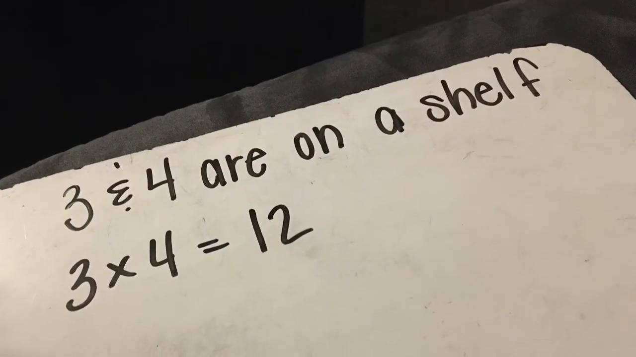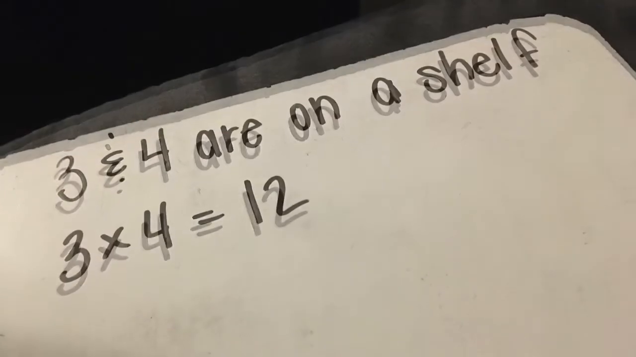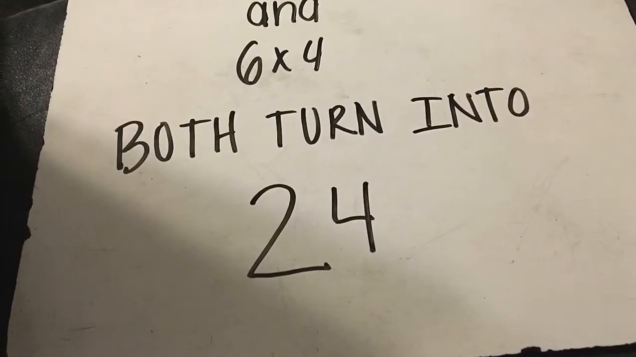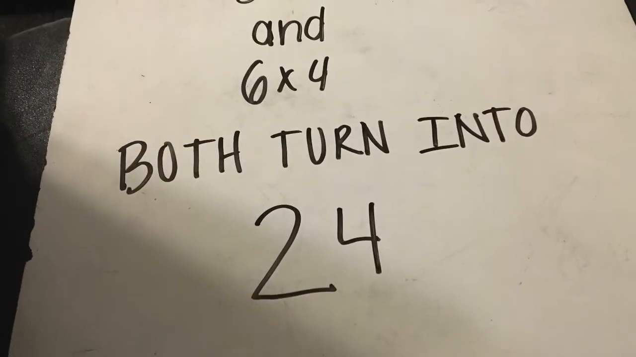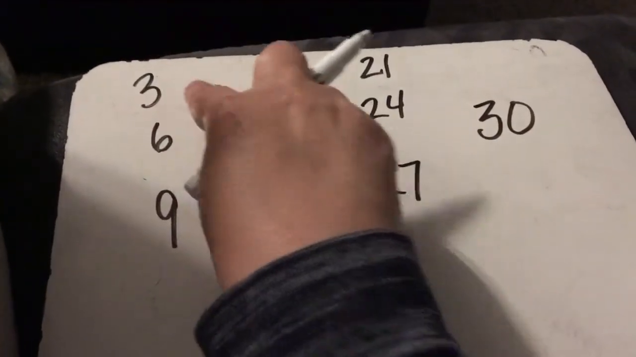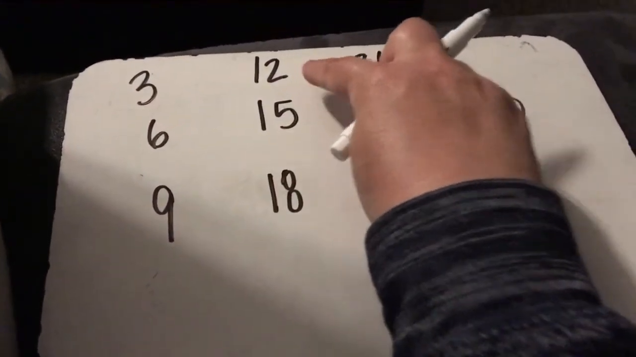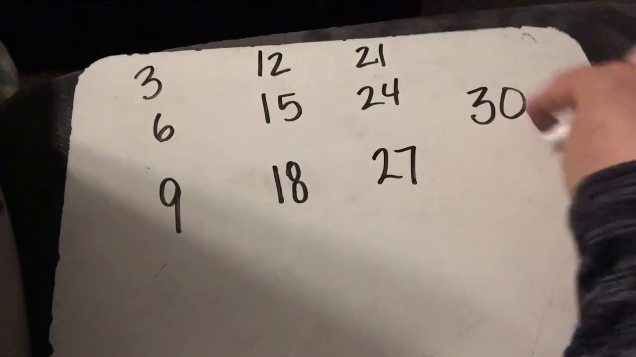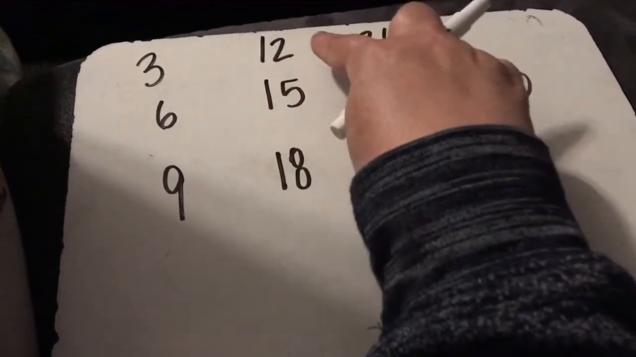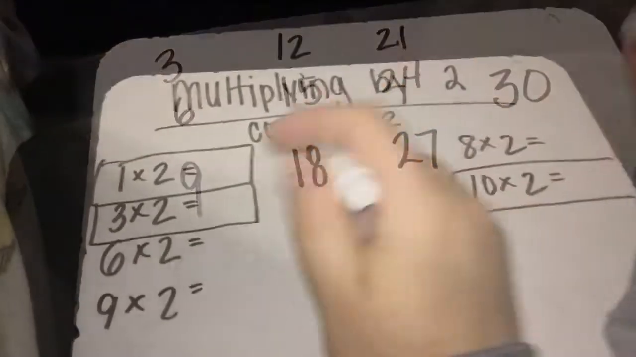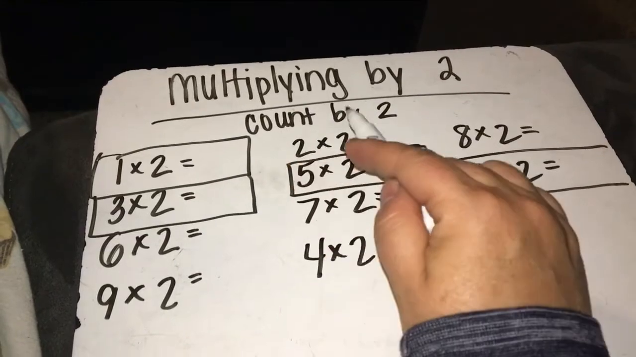These are a couple things that we remembered as rhymes. 3 and 4 are on a shelf. 3 times 4 equals 12. The next rhyme is 3 and 8 and 6 times 4 both turn into 24. We also learned our 3 is the magic number song from Schoolhouse Rock, if you remember us watching that again and again. And you could remember the little chant in your head: 3, 6, 9, 12, 15, 18, 21, 24, 27, 30.